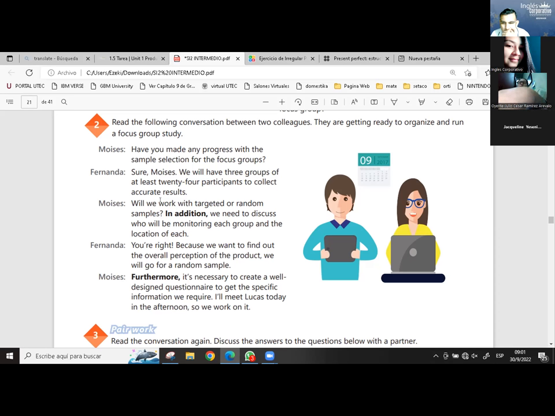Have you made any progress with the sample selection for the focus group? Sure, Moises. We will have three groups of at least 24 participants to collect accurate results. Will we work with targeted or random samples? In addition, we need to discuss who will be monitoring each group and the location of each. You're right, because we want to find out the overall perception of the product. We will go for a random sample. Furthermore, it's necessary to create a well-designed questionnaire to get the specific information we require. I'll meet Lucas today in the afternoon, so we work on it.